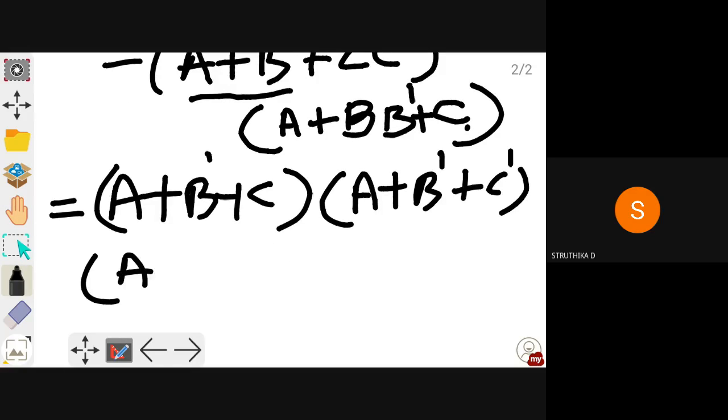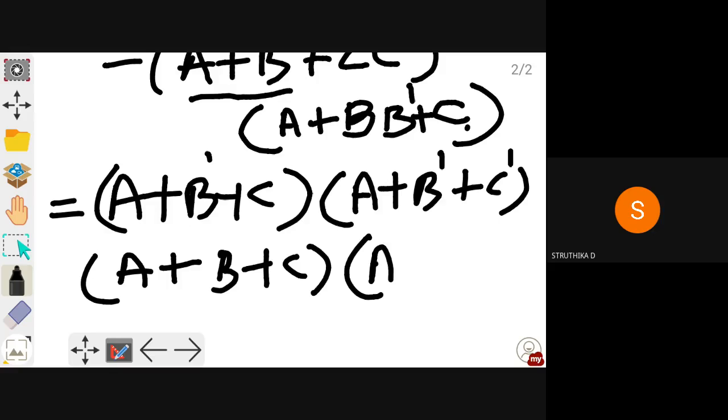So a plus c plus b: you have to write it in order, a, b, c. So a plus b plus c, into a plus b dash plus c. Is it clear? So always look into that.